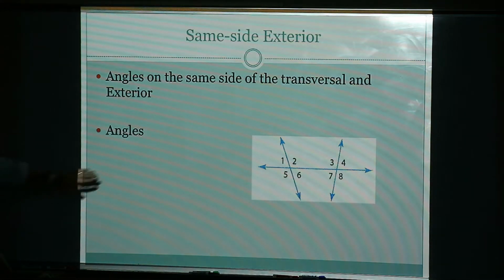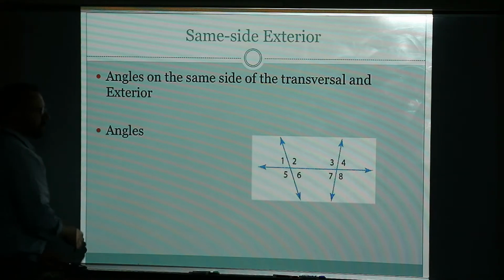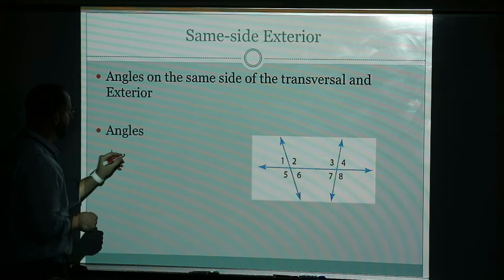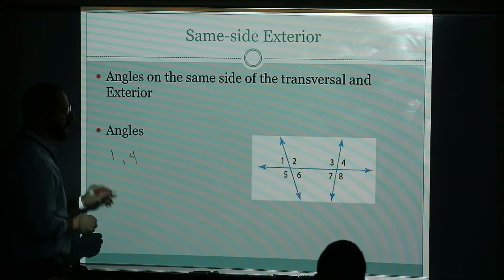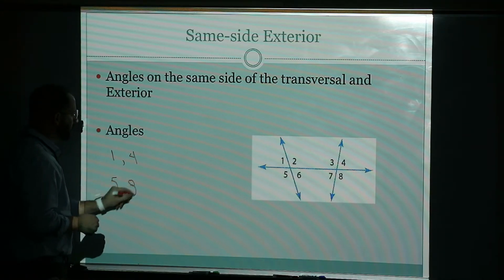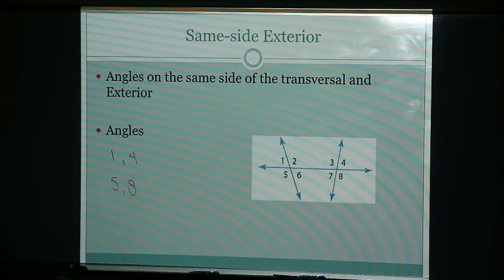That isn't right. Ignore that. 1 and 4 for same side interior, I need to fix that on my slide. 1 and 4. And then 5 and 8. These are the pairs. Ignore the ones that I'm about to show you. Okay? So 5 and 8, 1 and 4. Those are same side exterior.